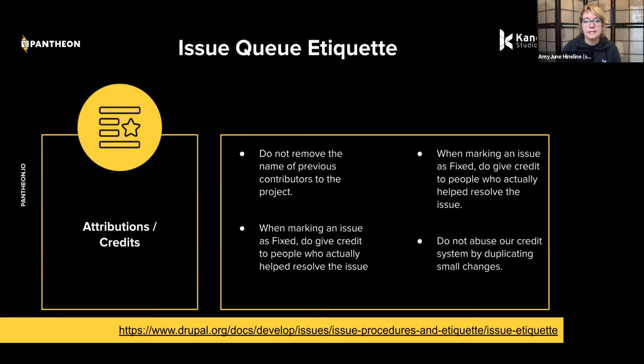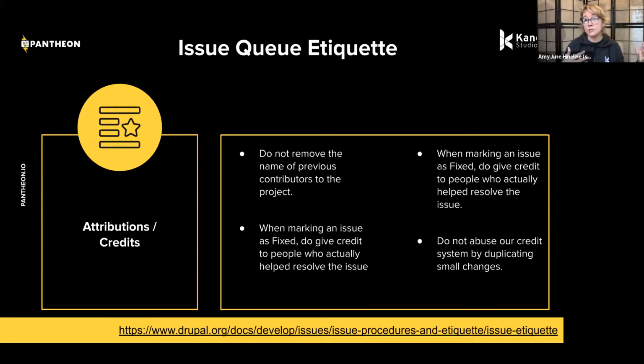In the attribution and credit system, I'm just going to gloss over these because this is more on the maintainer level. But we want to make sure when we work on documentation or anything like that, we don't remove the names of previous contributors from the project, because they're legacy and they really helped develop that code. If you do add attribution for yourself, do also add attribution for previous people who have helped you out on an issue.